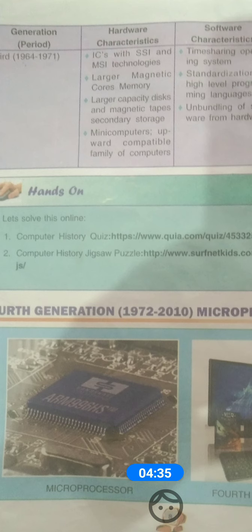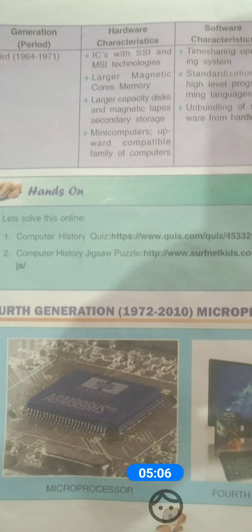What are the hardware characteristics? ICs with SSI and MSI. IC means integrated circuit; SSI stands for small scale integration, and MSI means medium scale integration. These technologies were used in this generation of computers. And larger magnetic core memory was used in this generation.